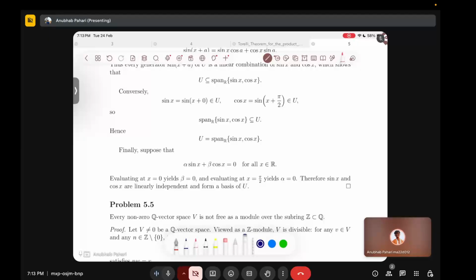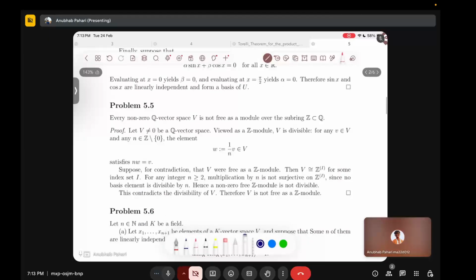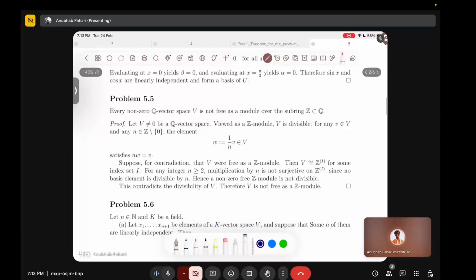Okay, so let us start solving this. Let V be a non-zero Q vector space, and viewed as a Z module, V is divisible. That means for any vector v from this vector space V, and any non-zero integer n, the element w defined as v by n satisfies nw equals v.